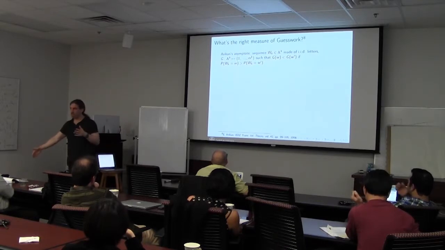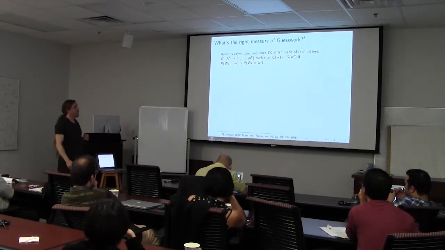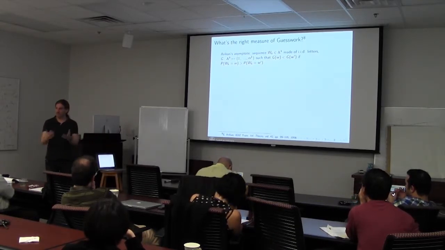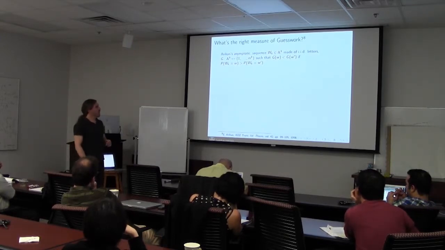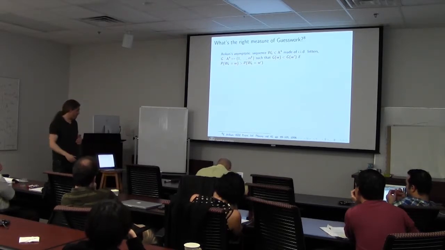It's going to order them from most likely to least likely. And I don't care about breaking ties. If two words are equally likely, I don't care about the order in which I'm going to guess them. And so let's study this asymptotic regime.